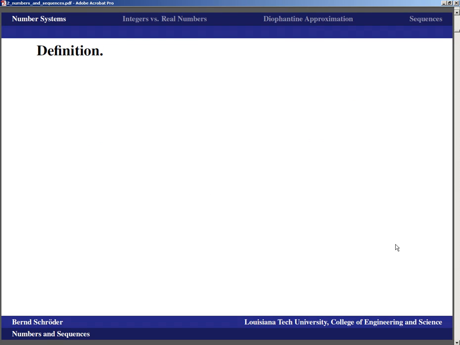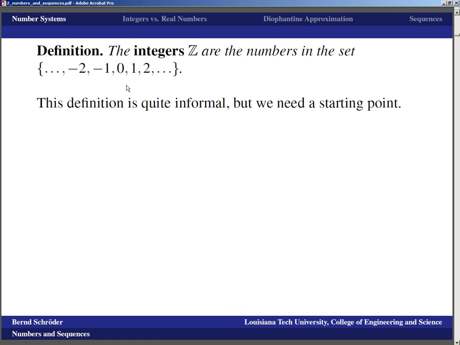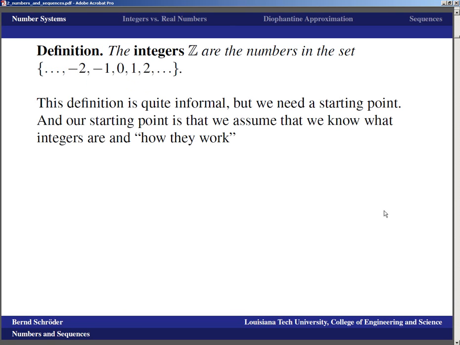Okay, so number systems. Basically, the integers are just the whole numbers. They are the numbers in a set that counts 0, 1, 2, 3, and so on, but which also includes the negatives of these numbers. That definition is certainly very, very informal, but we do need a starting point. And our starting point will be that we assume that we know what integers are and how they work.